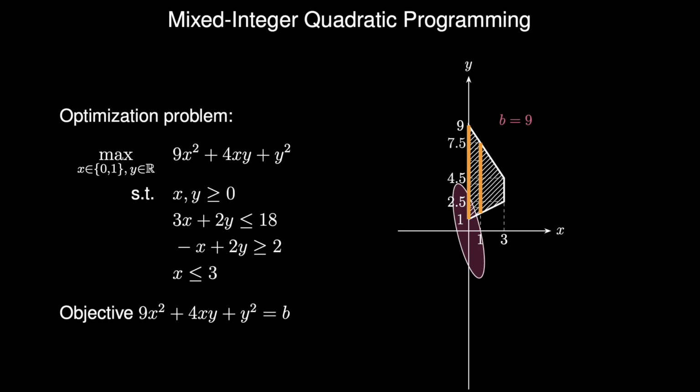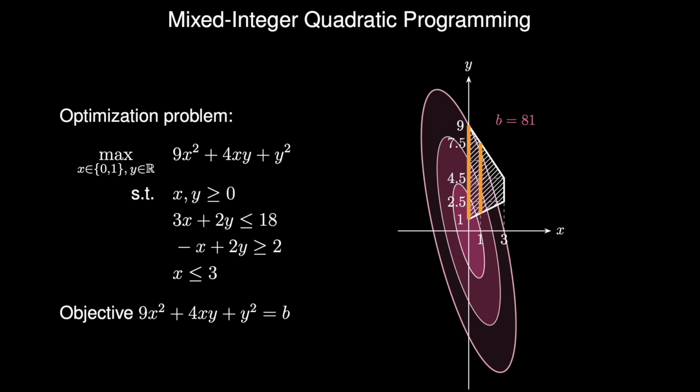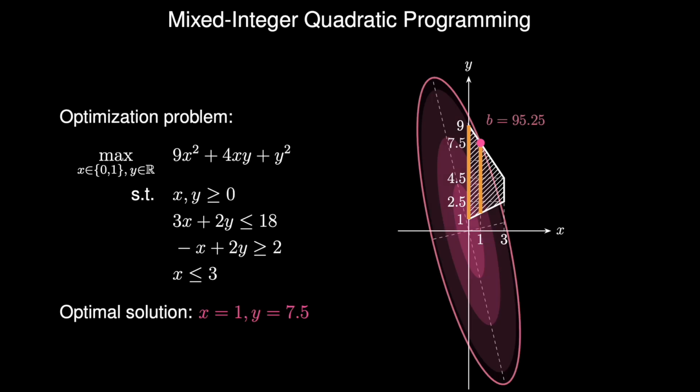The small ellipse at b equals 9 stays inside the feasible region. At b equals 36, the ellipse is expanding. By b equals 81, the ellipse is very close to touching the line of x equals 1. The cost term is clearly pulling the optimal solution to the right, different from the diagonal objective we discussed before. The largest ellipse touching the feasible set makes contact at x equals 1, y equals 7.5, giving an objective value of 95.25. A small change in the objective function can completely redirect the optimizer.